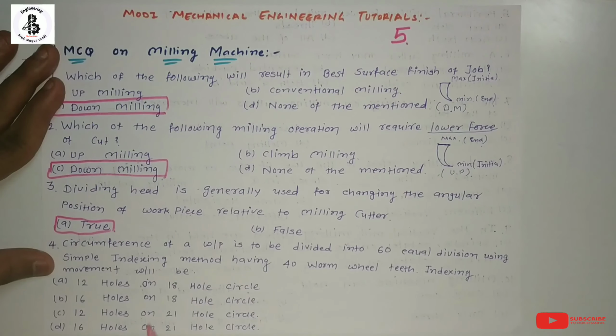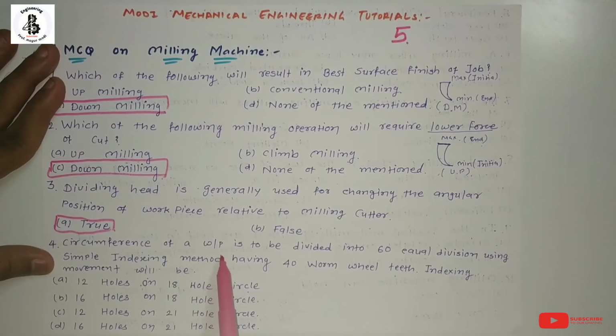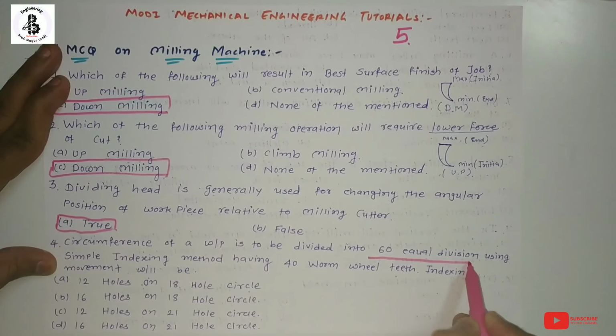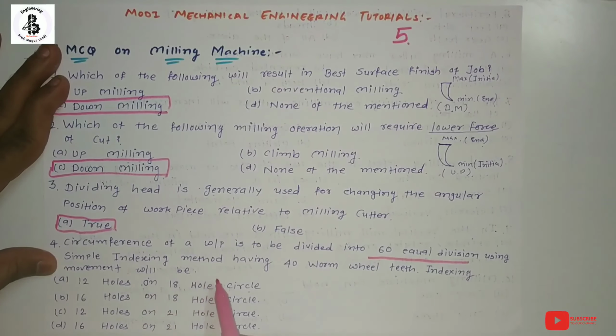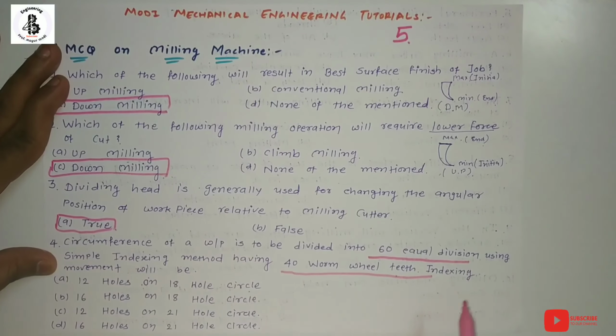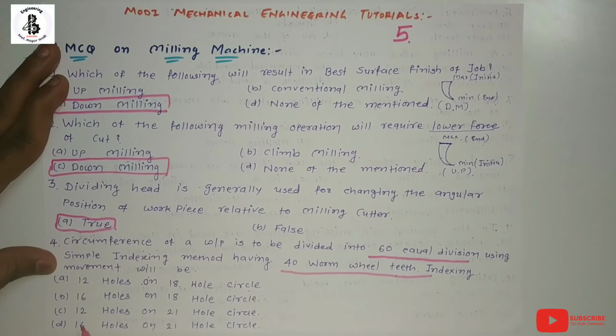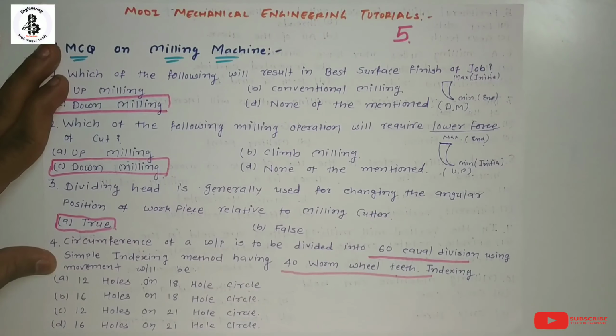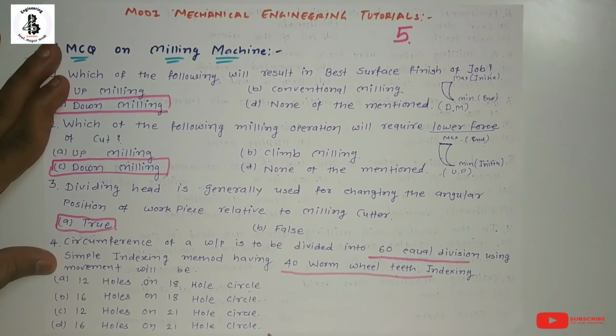Then next: circumference of a workpiece is to be divided into 60 equal divisions using simple indexing method having a 40 worm wheel teeth. So the indexing movement will be option A, 12 holes on 18 hole circle. Option B, 16 holes on 18 hole circle. Option C, 12 holes on 21 hole circle. And option D, 16 holes on 21 hole circle.